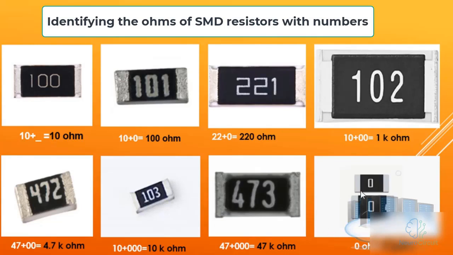And with fuse resistors, as you've noticed, the number 0 is always displayed, or sometimes no number is written at all. And just like that, you can easily calculate the resistance of SMD resistors.